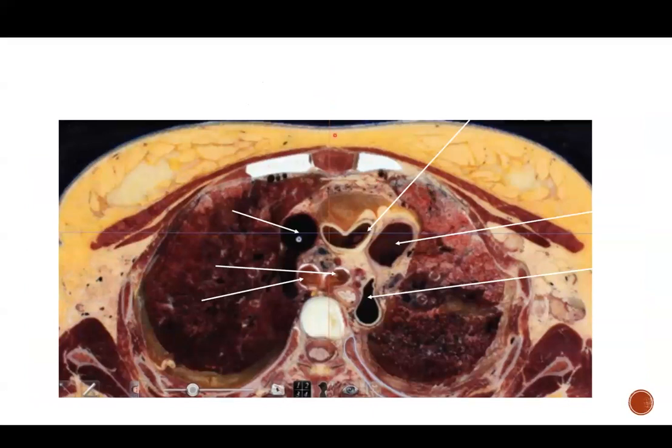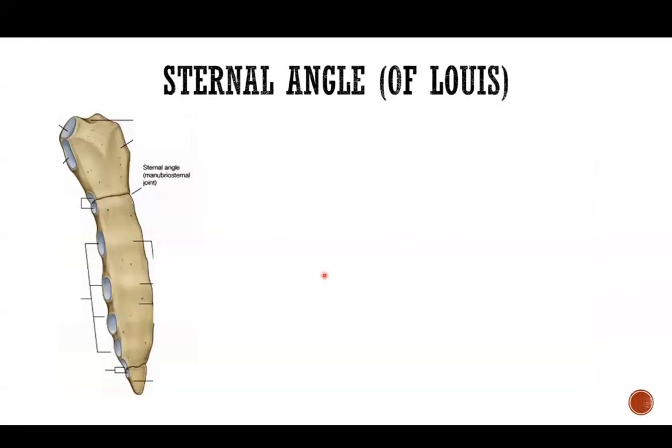Now, which level are we in right now? Can anyone guess? T4, T5, it's the sternal angle. Excellent. Exactly, at the sternal angle. Good job. Okay, so let's try to correlate what we learned.